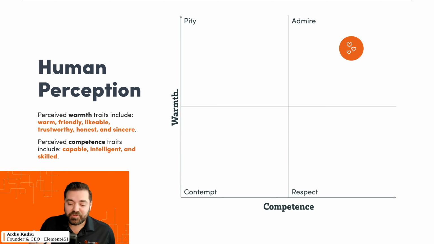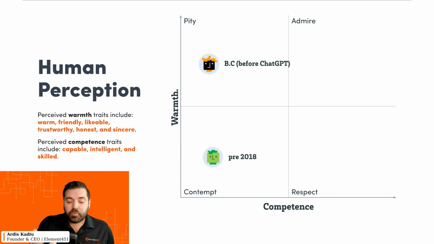So we all have those people. And we embody that, or we project that into the technology that we interact with every single day. And those bots really fit into that contempt box down there on the bottom left. And then BC, or before ChatGPT, the bots feel like we feel pity because they just don't get it, right? They can't get the human emotion or they can't mimic that very well.